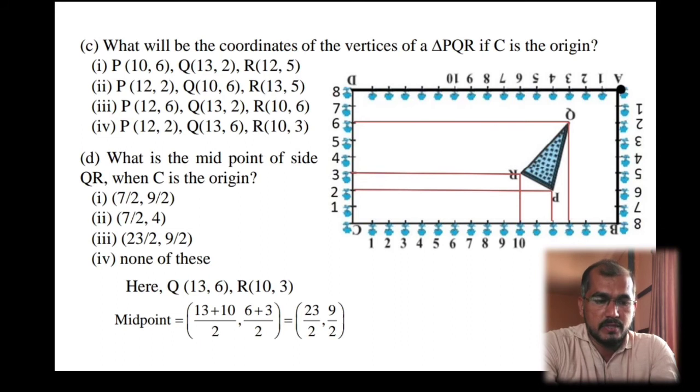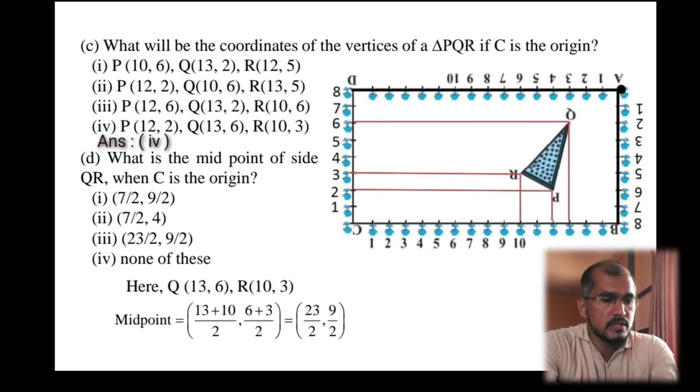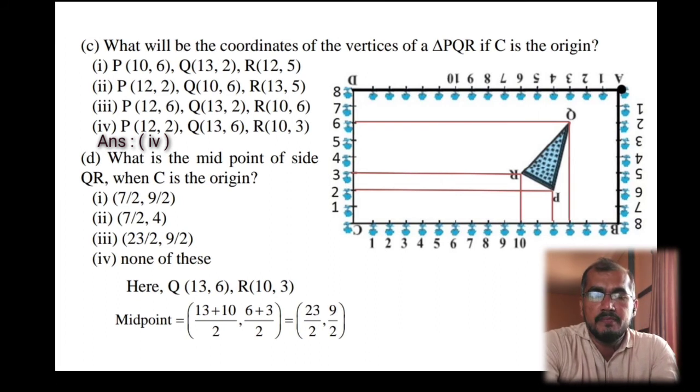P is represented with (12, 2). Now P is (12, 2). Which option is the correct option? Either the second one or the fourth one. So once again you have to check the other one. Q is (13, 6). Yes, 13, 6. Q is (13, 6). So maybe the fourth option is the correct option. Then once again you have to clarify with that. R is (10, 3). So clearly we can say the fourth option is the correct option.